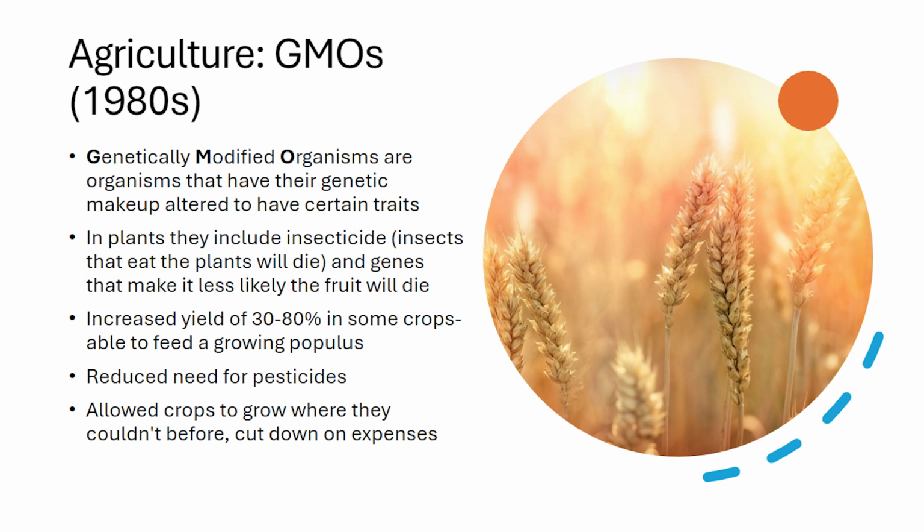GMOs, or genetically modified organisms, are organisms that have their genetic makeup altered to have certain traits. In plants, they include insecticide, so insects that eat the plants will be killed, and genes that make it less likely for the fruits to die.